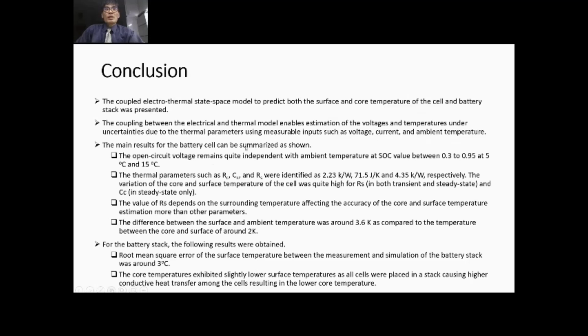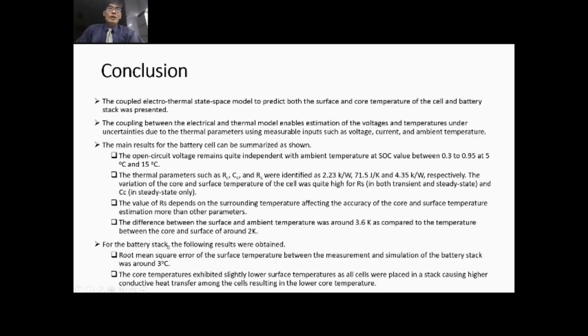The main results for the battery cell can be summarized as shown. You can see that the open circuit voltage UOC remains quite independent of ambient temperature at SOC between 0.3 and 0.95 at 5 degrees and 15 degrees. The thermal parameters such as RC, CC, and RS were identified as such. The variation of core and surface temperature of the cell was quite high for RS and also CC. The value of RS, which depends on surrounding temperature, will affect the accuracy of the core and surface temperature more than other parameters. The difference between the surface and ambient temperature was found to be around 3.6 K, compared to about 2 K between the core and surface. Here we use kelvins.